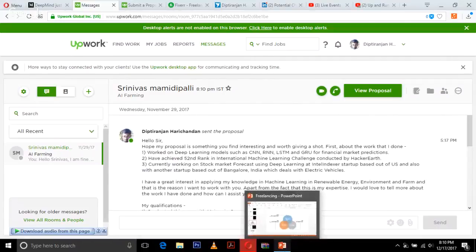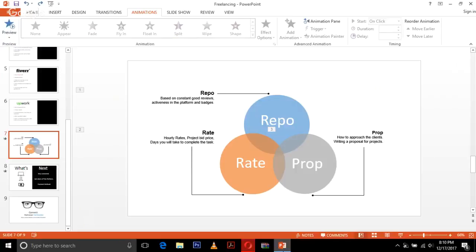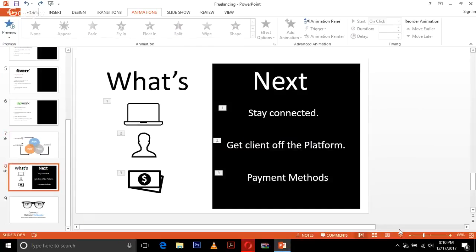So while making a proposal, just don't take anyone's template. There are many available online, but it should be unique to you. It's just like your CV. Think of it as your CV, and it should reflect how much commitment you are trying to give.